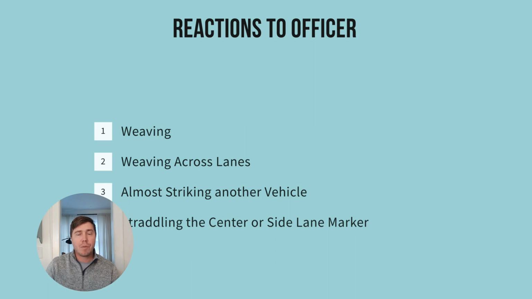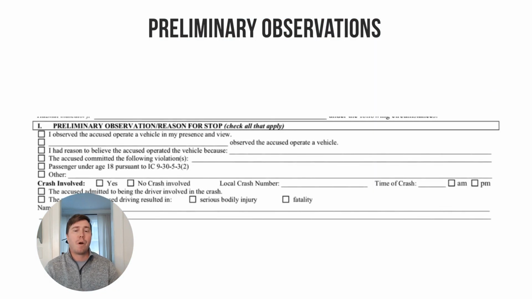And then also, as we touched upon briefly, they're looking at your reaction to the officer. So when the lights go on, do you weave across lanes, things like that. This is the part of the probable cause affidavit that really outlines phase 1 of an OWI traffic stop. Here you can see the options the officer has to check off. They observed the accused operate the vehicle in their presence, they would write down what traffic violations they believe occurred, and they're going to indicate if there's a crash or anything like that. So in this section of the probable cause affidavit, the officer lists out what they observed and whether there were any erratic or specific driving things that caused them concern.